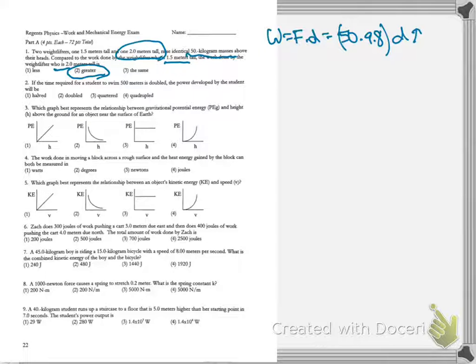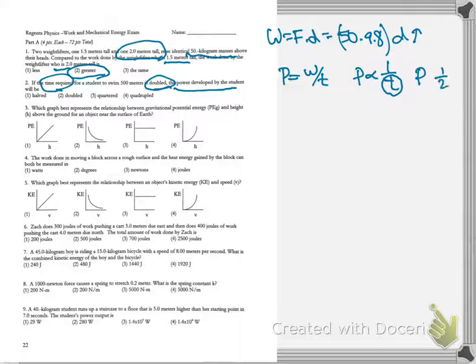Next question, if the time required for a student to swim 500 meters is doubled, the power developed by the student will be. So power is work over time. So power is proportional to 1 over time. It's an inverse relationship. So if you double the time, you're doubling the number in the denominator, that means your power is going to be 1/2 as much. So it's going to be halved. If you want to test this with numbers, you can obviously do that. It just might take you a little more time.